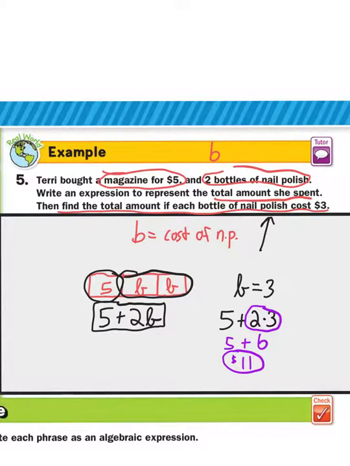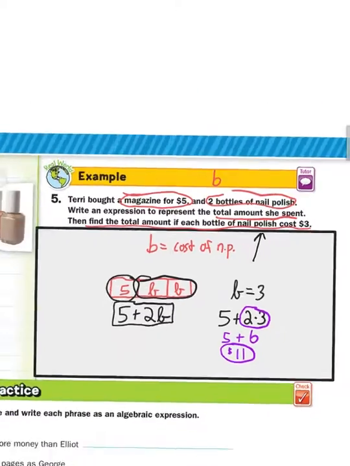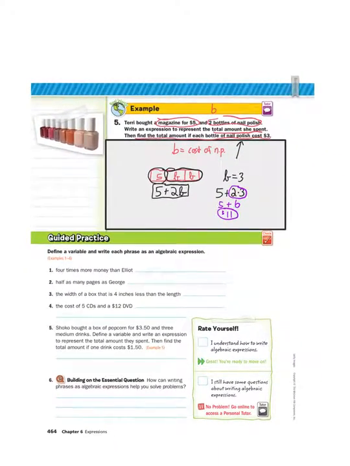All right. So that's it for the video. If you were absent, I know you're going to be working on these down below. Make sure you define a variable. Make sure you draw a bar diagram. And make sure you write your expression and follow the directions, just like we did. You can always rewatch the video for help if you need it.